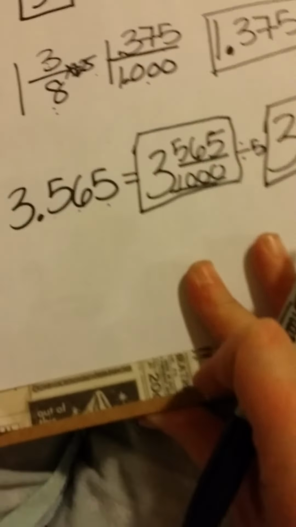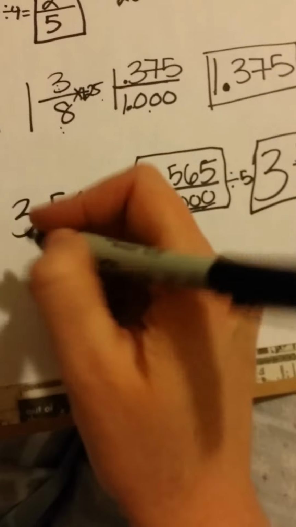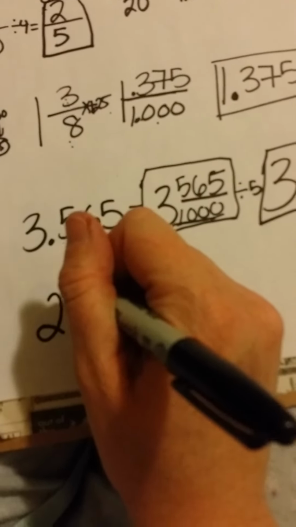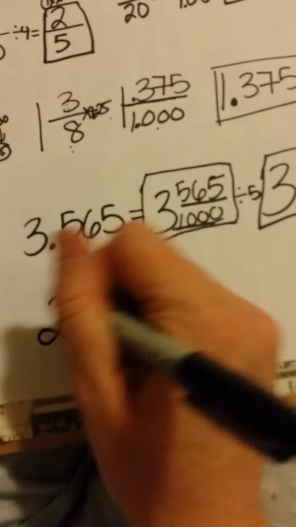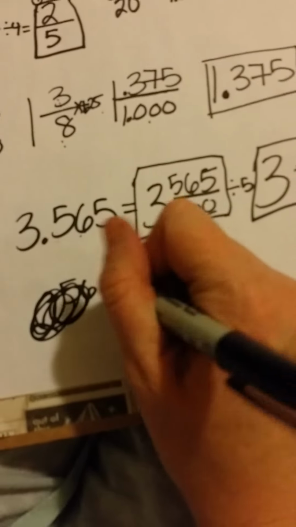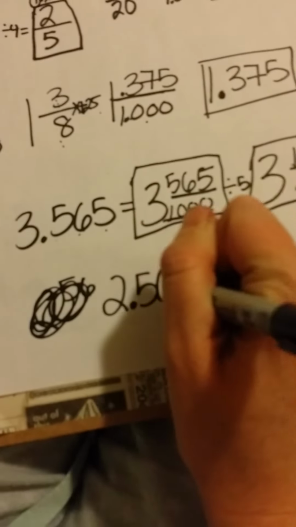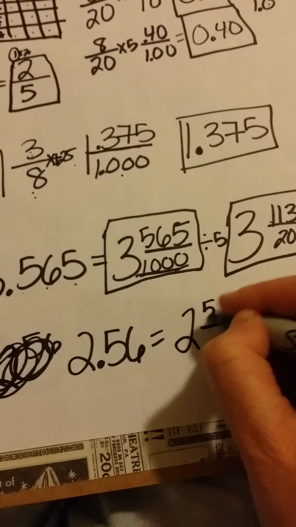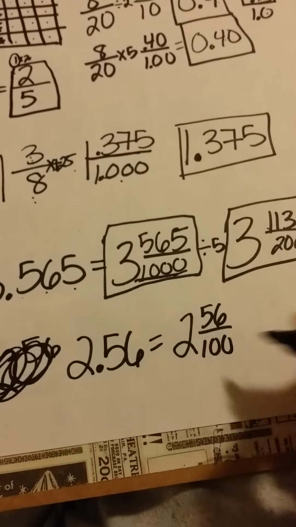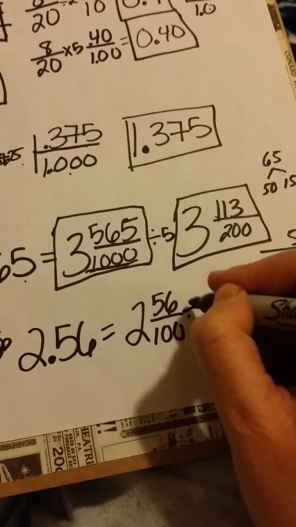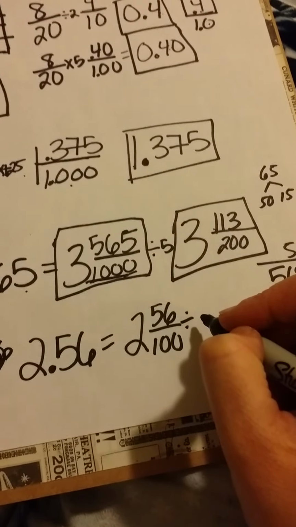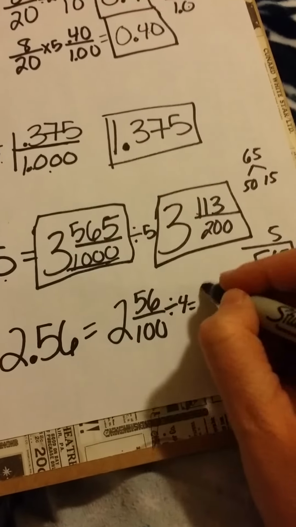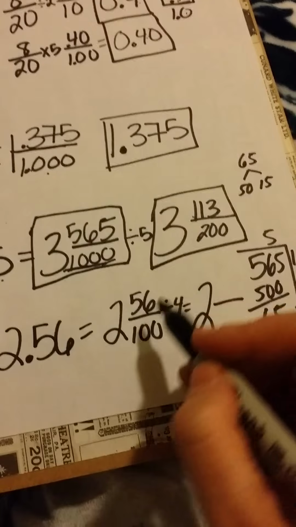Let's try one more that's easier than that. Let's do 2 and 56 hundredths. We know it's going to be 2 wholes and 56 out of 100. And then you have to simplify. I know that 4 goes into both of those. Or you could do 2, but then you'd have to do 2 again. So it'd be 2 wholes.